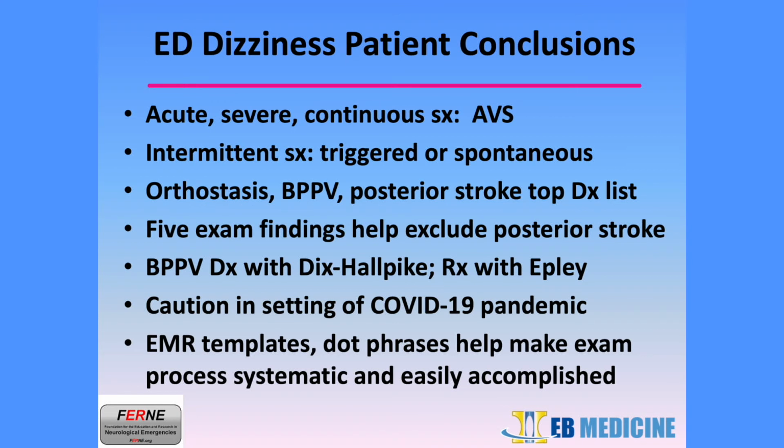ATTEST. When evaluating an ED patient with dizziness, please consider the following. Using the ATTEST system for evaluating ED dizzy patients, those patients with acute, severe, continuous symptoms should be considered to have acute vestibular syndrome. Patients who have intermittent symptoms or non-continuous symptoms at the time of evaluation are noted to either have triggered or spontaneous episodes of dizziness and vertigo. Topping the list of diagnoses using the ATTEST system are orthostasis, BPPV or benign paroxysmal positional vertigo, and posterior stroke.